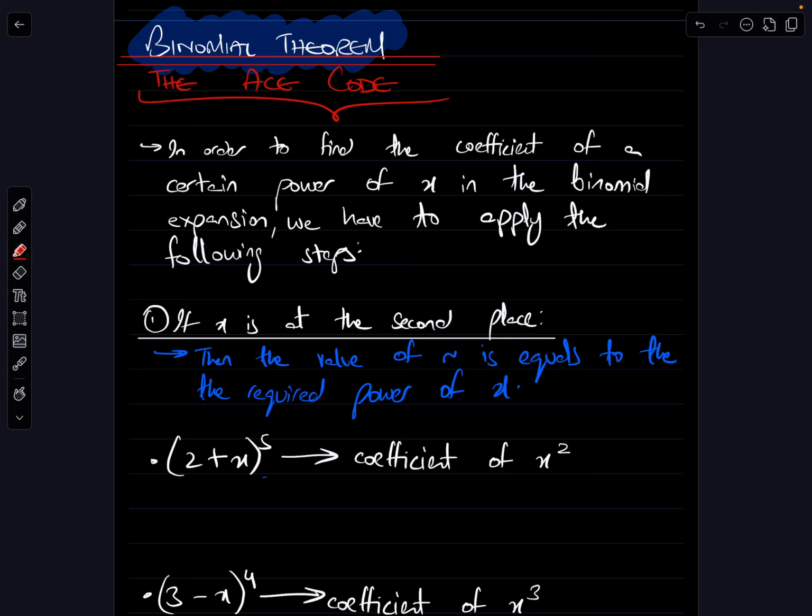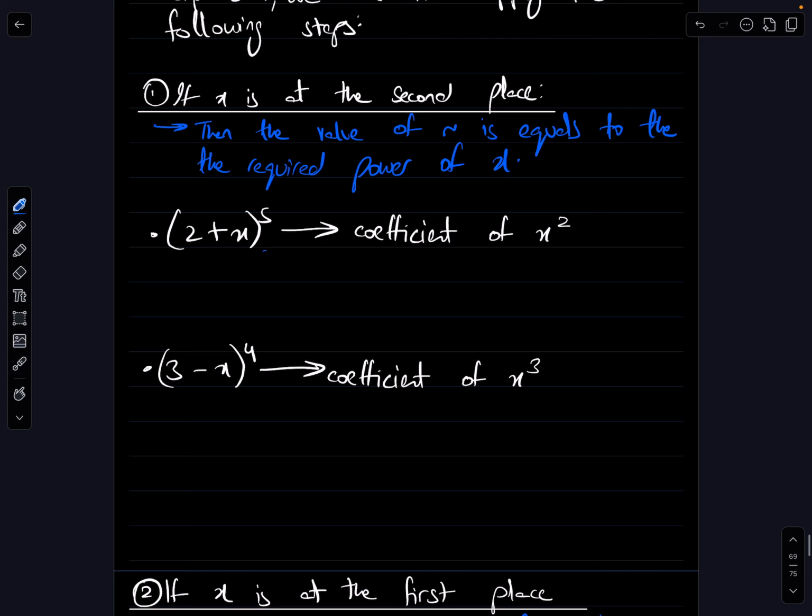Alright, so here we have the binomial theorem, the A score. This is everything which you knew before in one place. Whenever we are asked to find a particular power of x, what should we do? If x is at the second place, then the value of r is equal to the required power of x. You can even expand completely, but we don't have enough time in our exam.